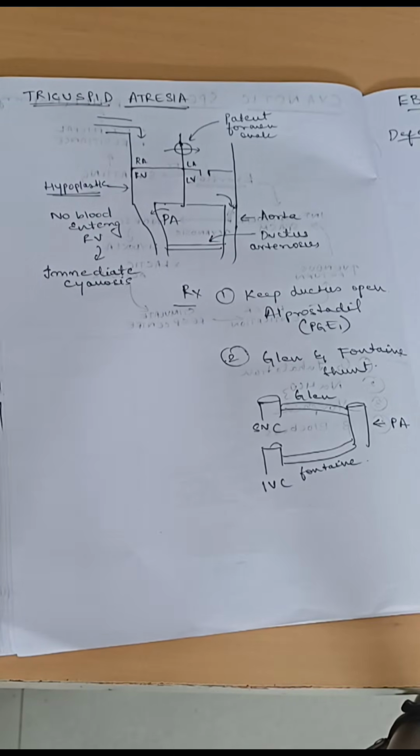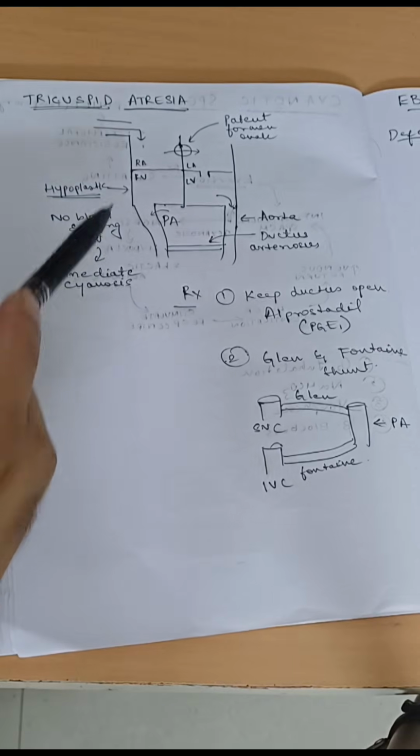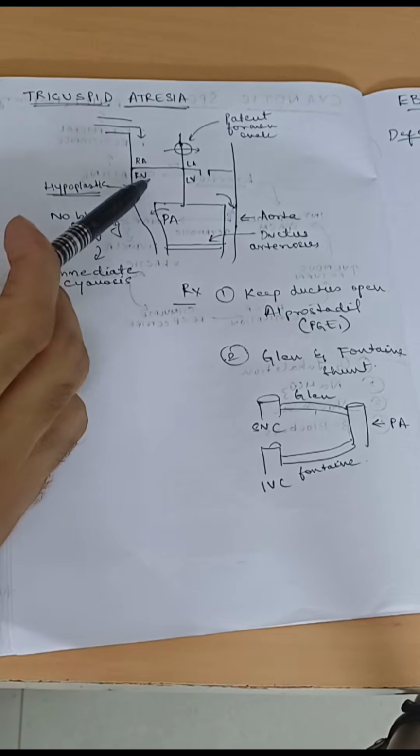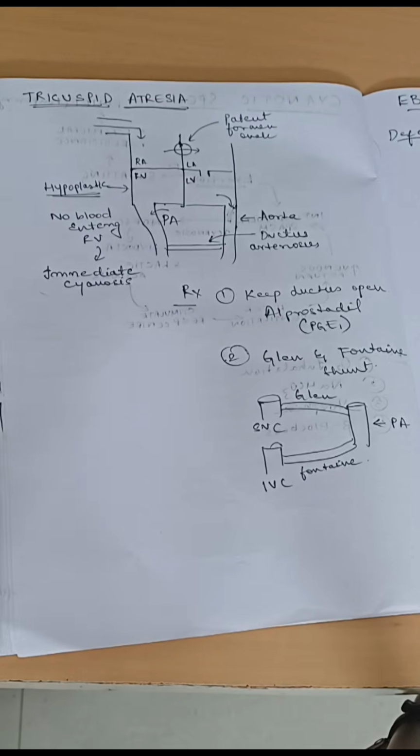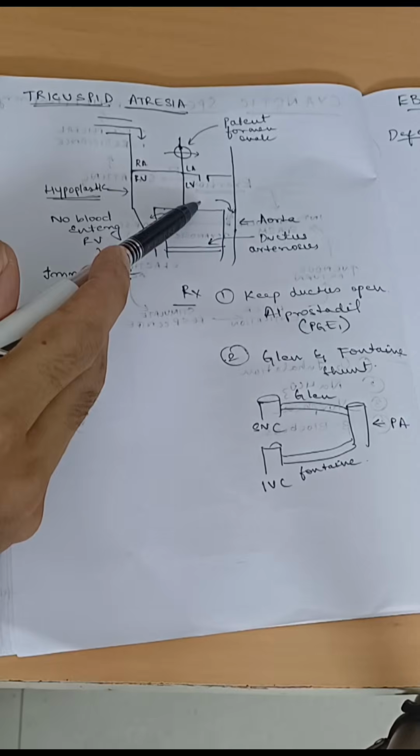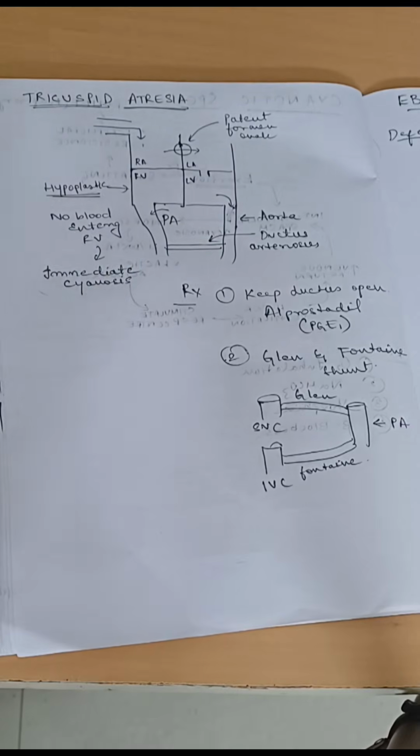So basically what is going to happen is there is going to be an immediate cyanosis, because one, the blood is not going into the pulmonary artery, and because of this there is no oxygenation occurring at all, and whatever deoxygenated blood is there is directly going into the systemic circulation and is going to spread to all parts of the body. So the baby is going to be presenting to you with immediate cyanosis, right? So this is the main problem in tricuspid atresia.